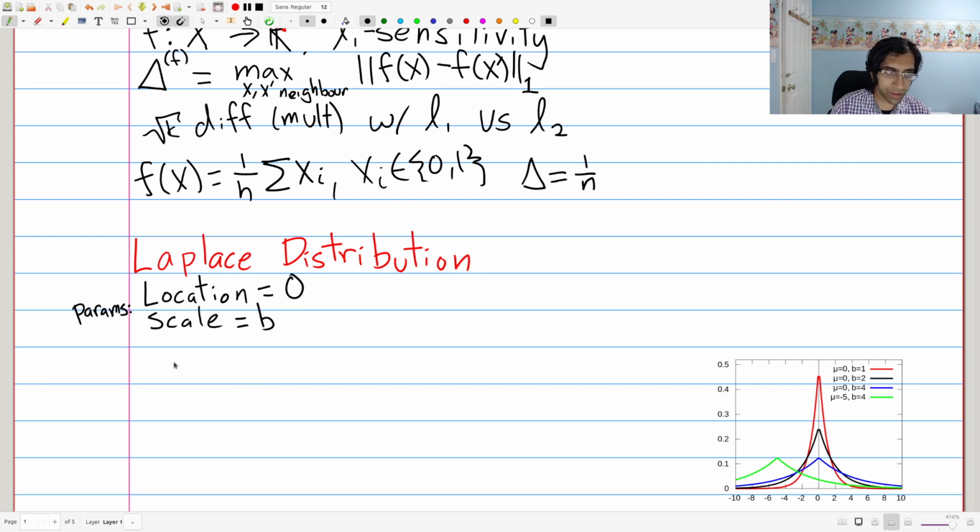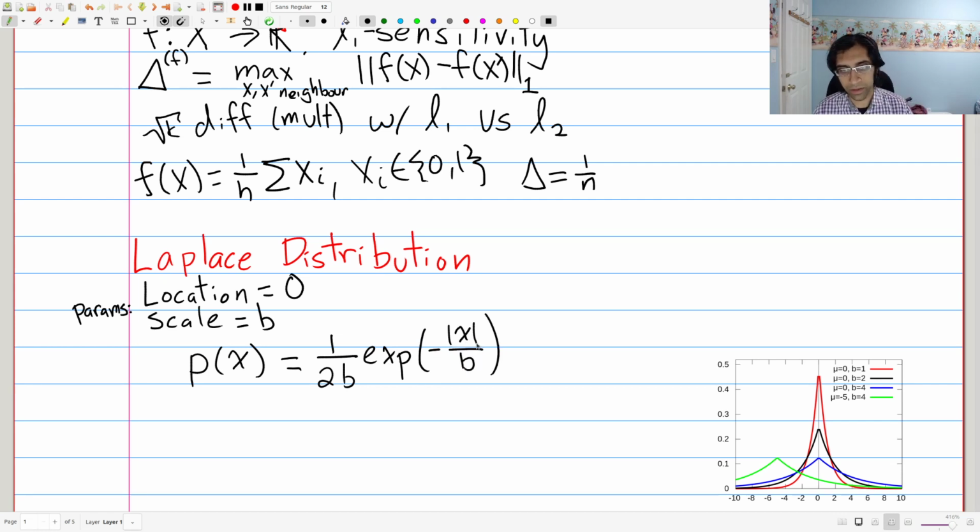And the Laplace distribution is the distribution with the following density. So p of x, the probability density function at some point x, is equal to 1 over 2b times exp of minus absolute value of x divided by b. So that's the PDF of the Laplace distribution. It's very simple.